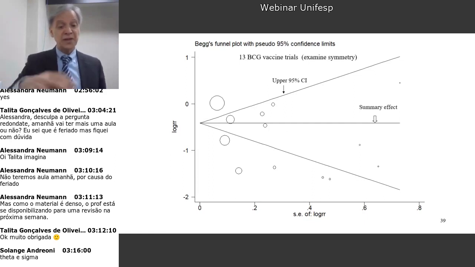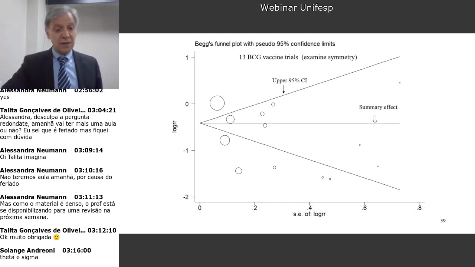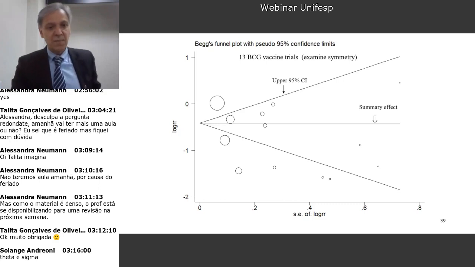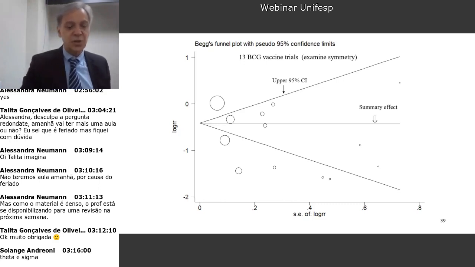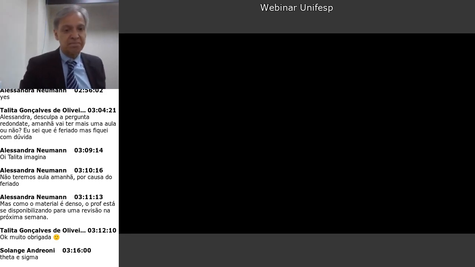Funnel plots are used, I didn't go into that statistic, but it's the standard error of the log of the relative risk versus the log of the relative risk itself. It is a measure of the random variability within the studies and across studies. So it's also a matter of heterogeneity, but it tells more about apparently publication bias. I need to elaborate on that, and I'll send you a note about that.